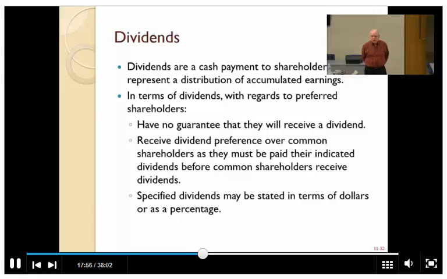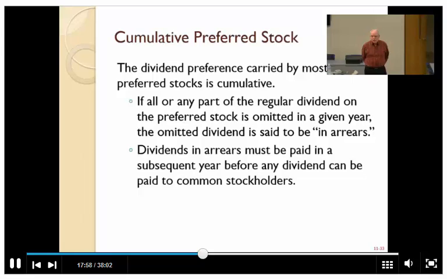All right, so again, I said the cumulative feature simply means that if a dividend is not declared in a year or 2 years or more, and then finally a dividend is declared, the preferred stockholder must get all years' unpaid dividends plus the current year before the common stockholder will get theirs.